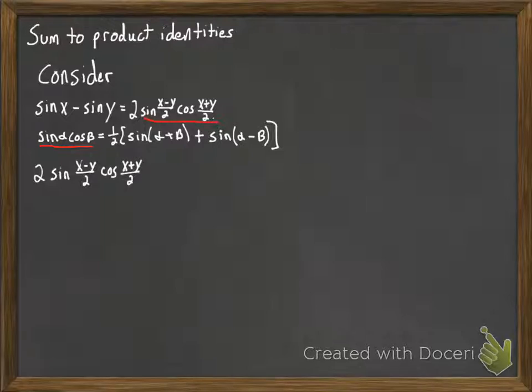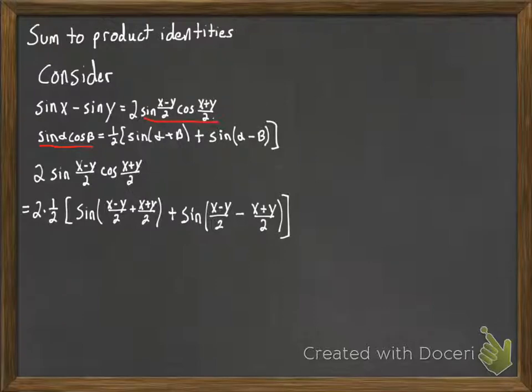So we take our expression and we substitute those angles, x minus y over 2 and x plus y over 2, in for alpha and beta in the sine alpha cosine beta identity. So it'll be 2 times 1/2 times the sine of the first angle plus the second angle plus the sine of the first angle minus the second angle. At any point in time as you're going through these, you probably want to write these down, so you might need to pause. But take some time and really process what we're doing at each step here.